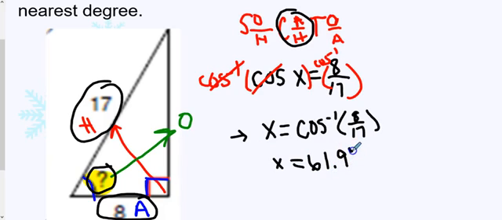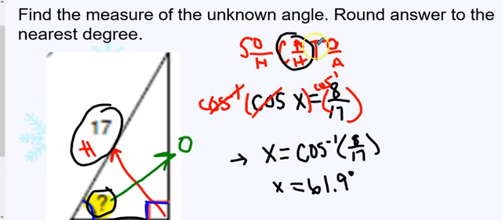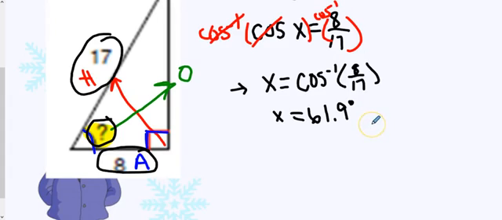61.9 degrees, okay? Sometimes, like this one actually does, it says round your answers to the nearest degree. So if they say to the nearest degree, it actually means to the nearest whole number.